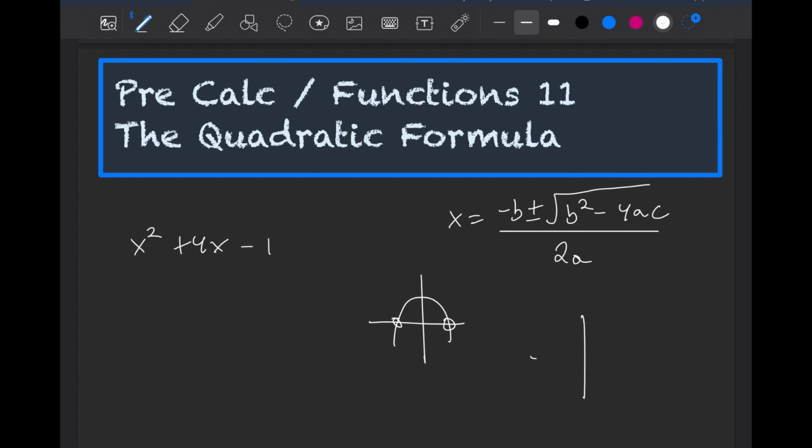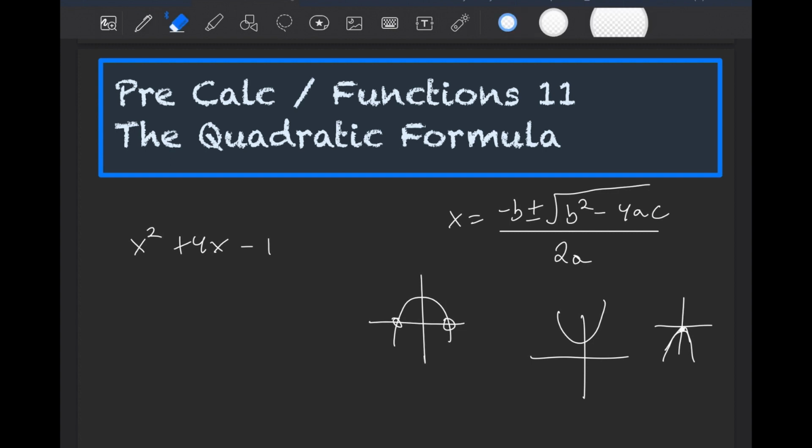But there are cases where the quadratic function can be completely above 0, so it will not have any solutions or roots, and there can be cases where it only touches once. So this is basically the Thor's hammer of factoring.